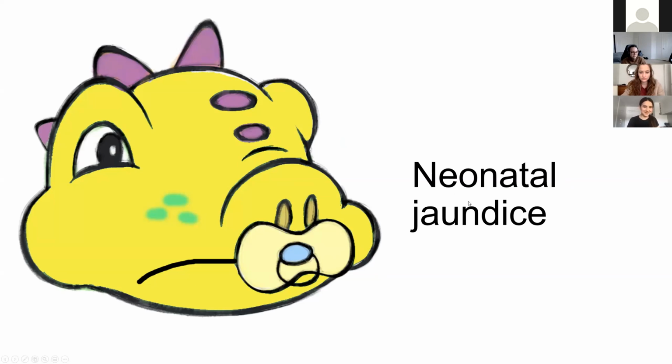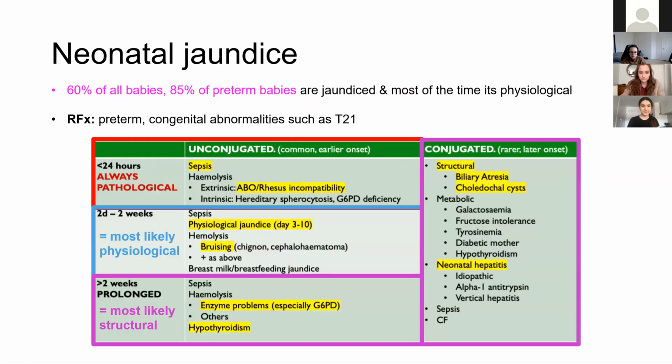Sorry for that. Okay, let's go over neonatal jaundice now. So neonatal jaundice is something that affects 60% of all babies and 85% of all preterm babies. But most of the time it's physiological. So our risk factors are mainly preterm birth and congenital abnormalities. But we're going to go through it in 3 kind of stages.